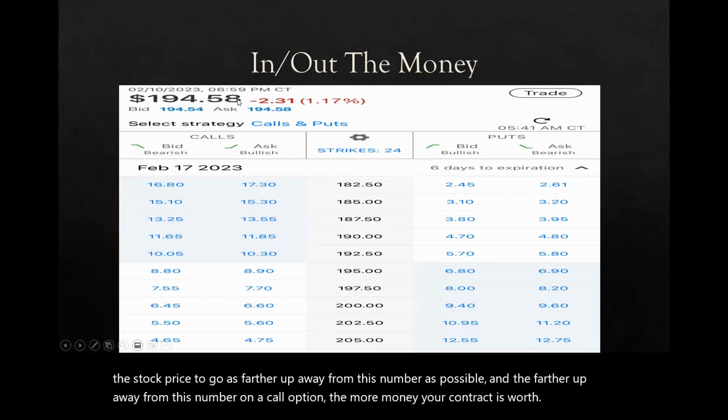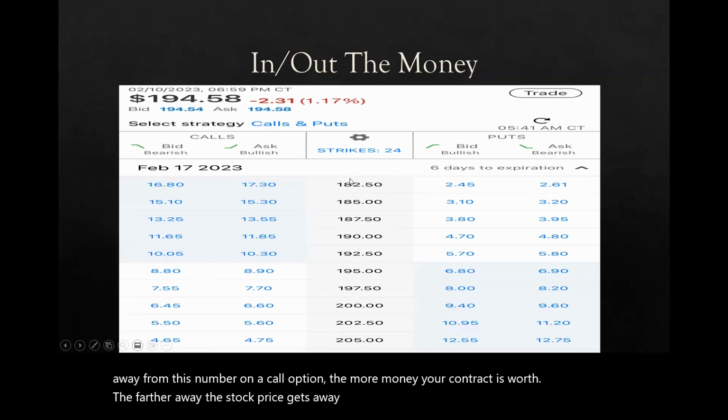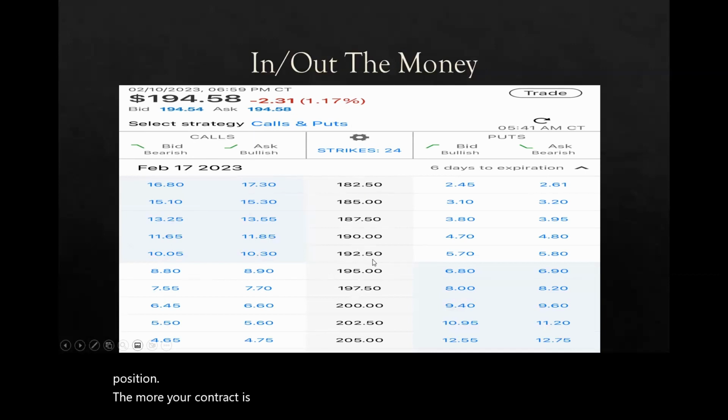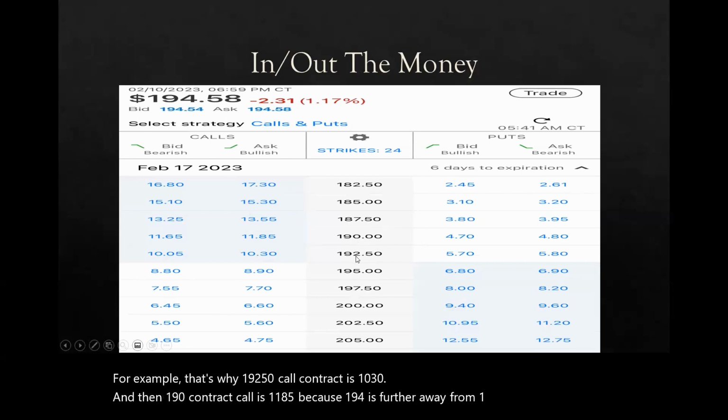The farther the stock price gets away from your strike price in the positive direction, the more your contract is worth. For example, that's why a 192.50 call contract is 1,030 and a 190 call contract is 1,185, because 194 is further away from 190 than it is from 192.